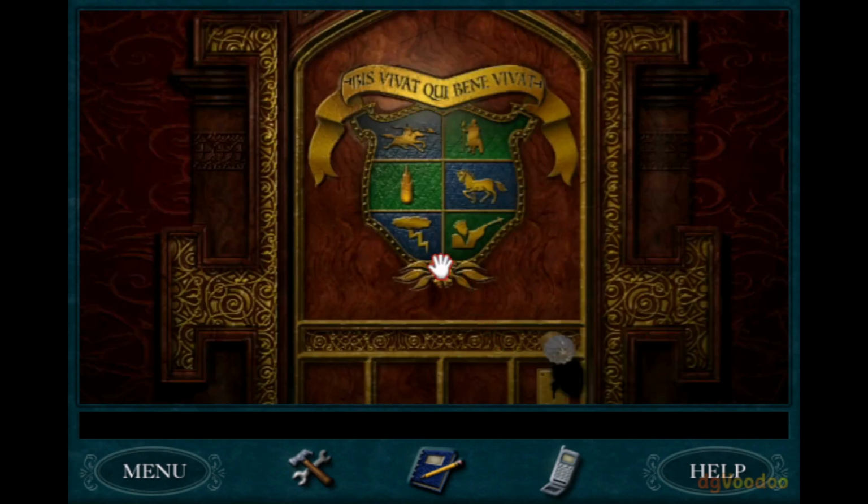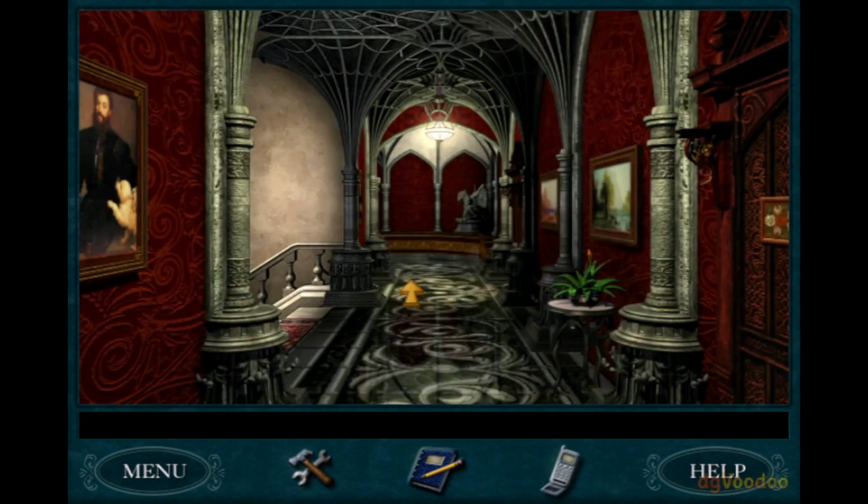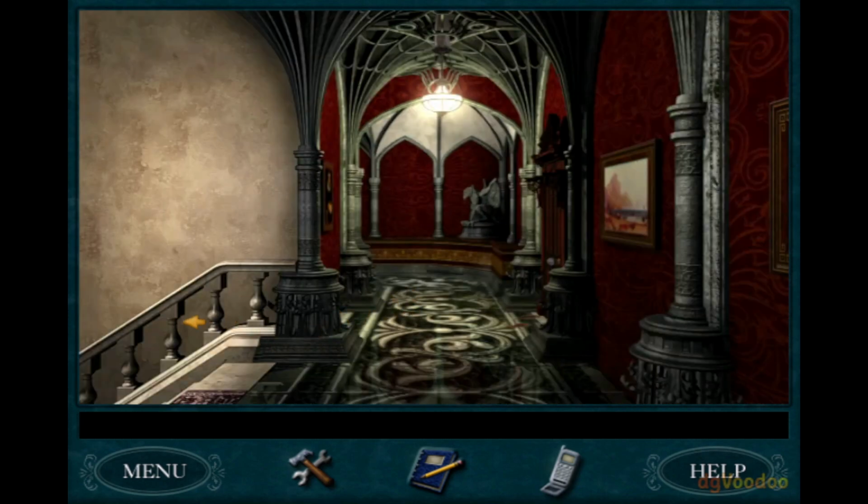What's in here? I need the key. Okay. I need the key. I guess let's go downstairs and see who we can meet down there.